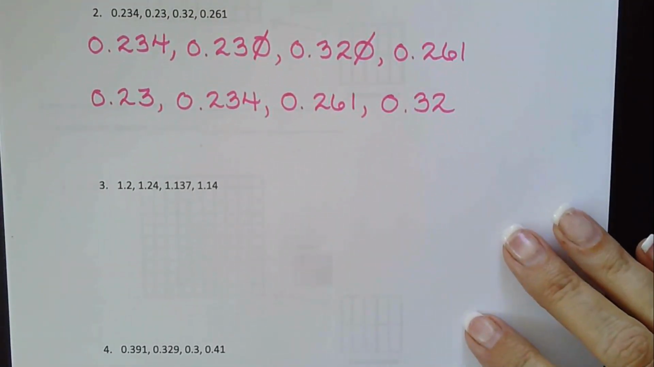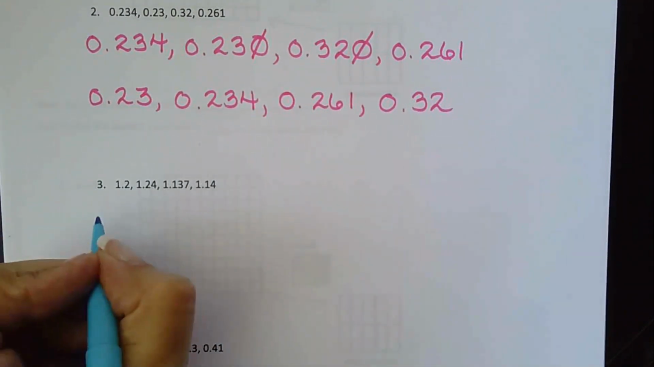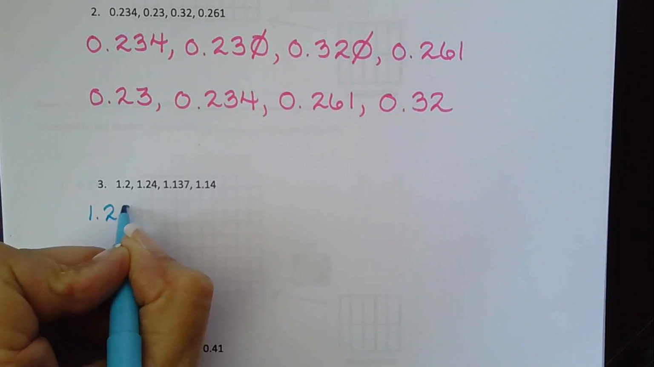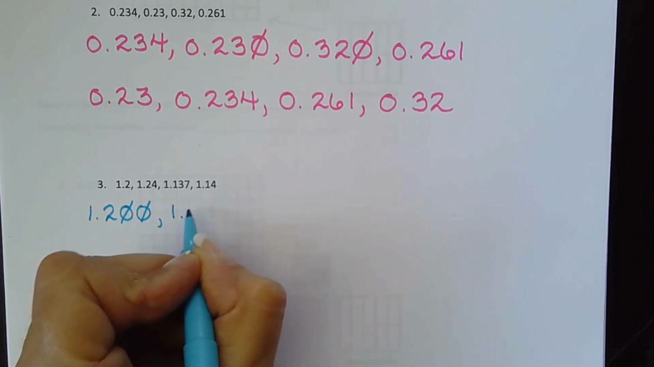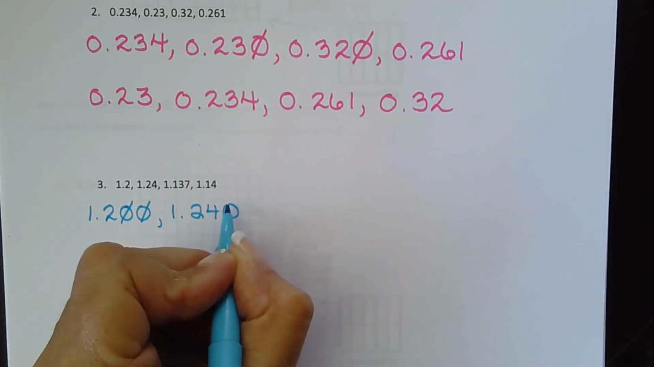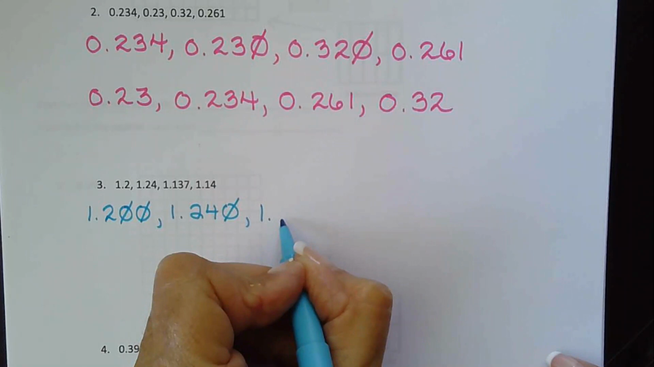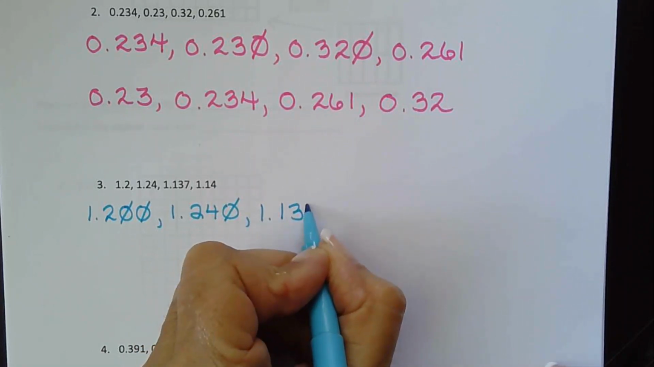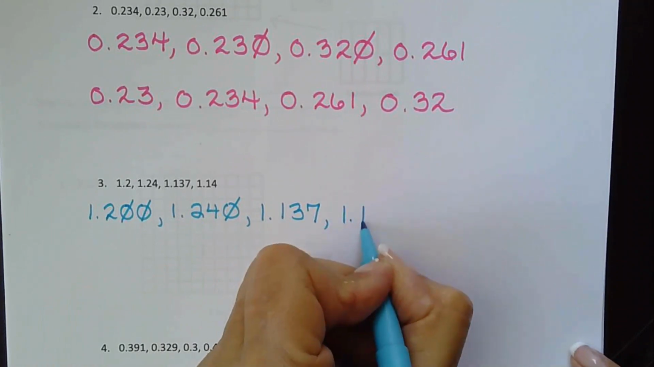Okay, next one, the highest number of decimal places is 3, so I have to make them all 3. So 1.200, 1.240, 1.137, already has 3, and 1.140.